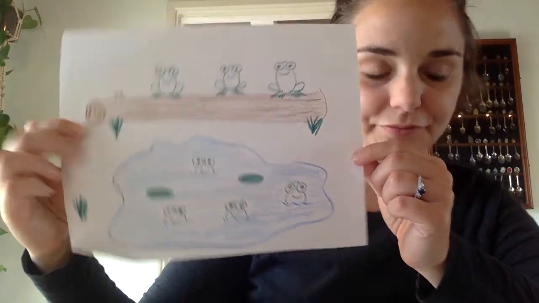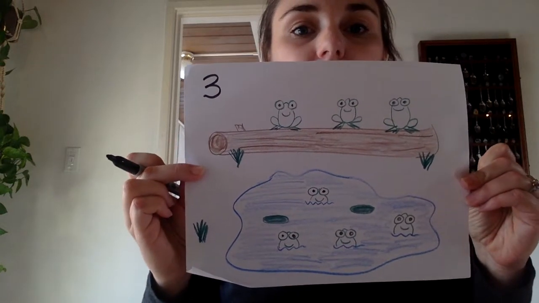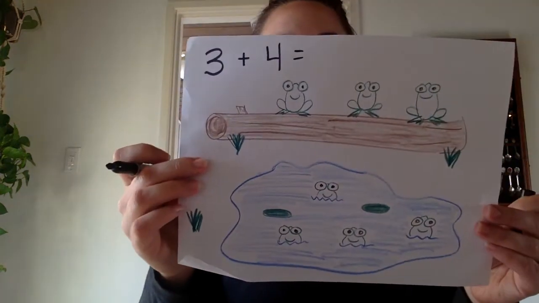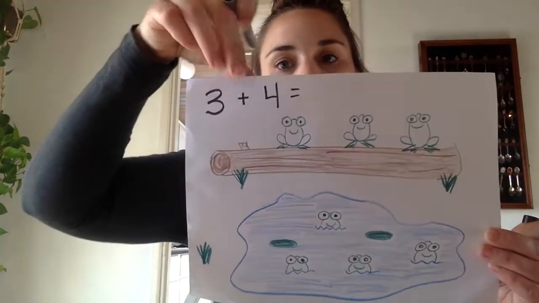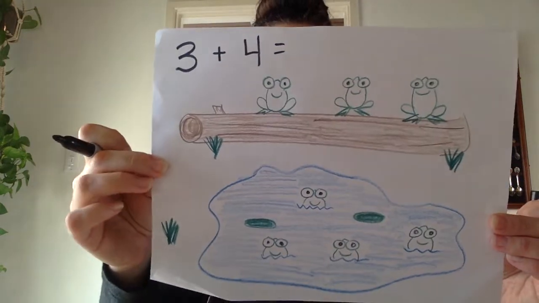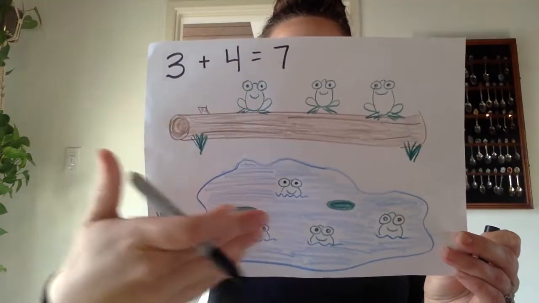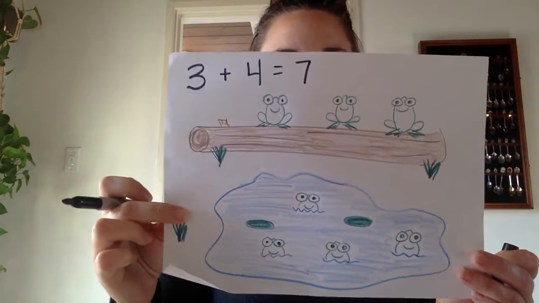Let's write an equation for that, okay? There are 3 frogs on the log, and we need to add the frogs in the pond. Plus 4 frogs in the pond. So 3 plus 4 equals, what did we say? How many frogs were there? 7. Can you write that equation with me? 3 plus 4 equals 7. 3 plus 4 equals 7 altogether. Good job, friends. Remember, if I ever go too fast, pause the video.